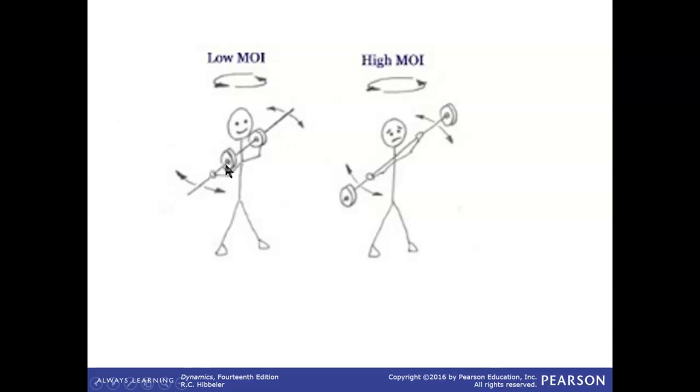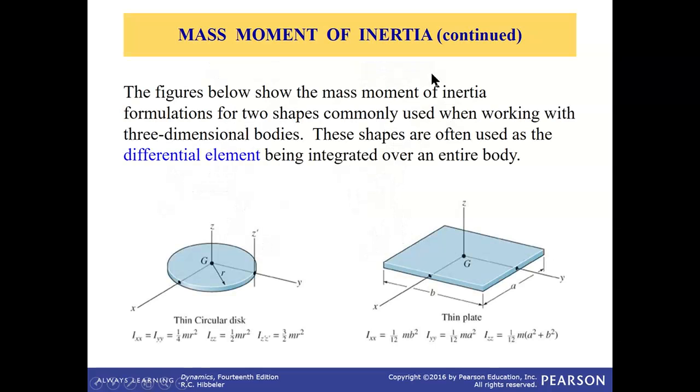Same example, but a different way of rotation. In this case, if you hold the weights like this and try to rotate, it has low moment of inertia, so it's relatively easy to rotate compared to when the weights are farther away and you try to rotate, which has high moment of inertia.